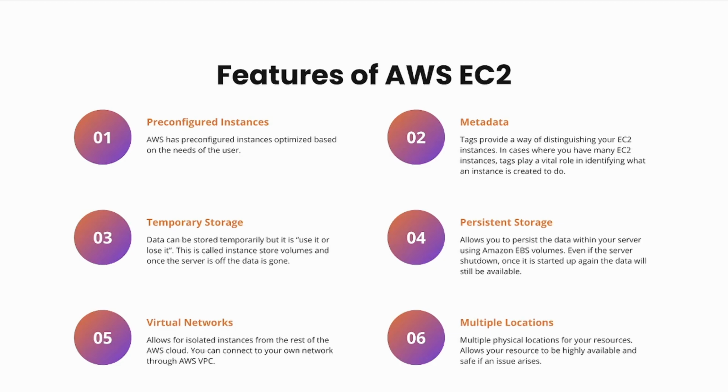You can put your instances in multiple locations, so that allows your resources to become highly available and safe if any issues arise in one location. You have it in multiple locations. So that's some of the features that AWS EC2 offers.